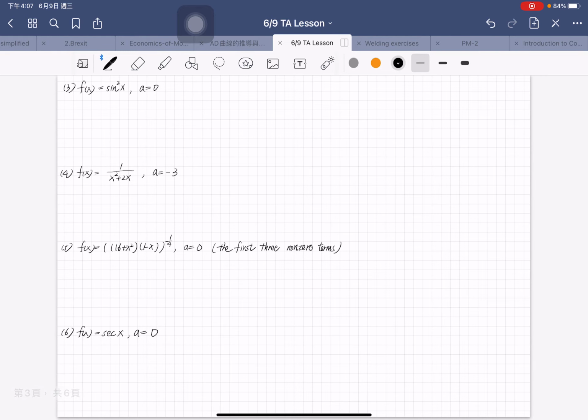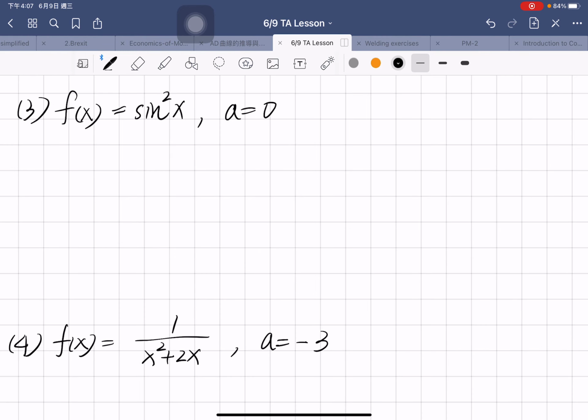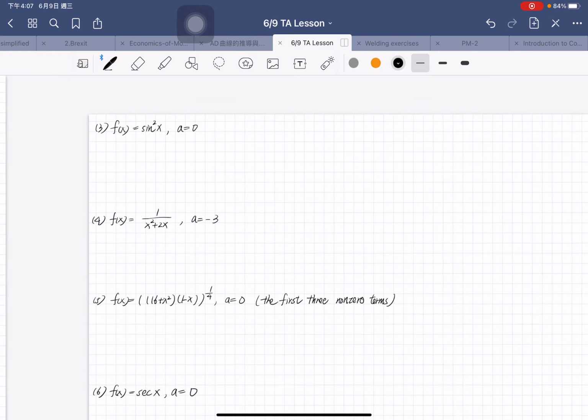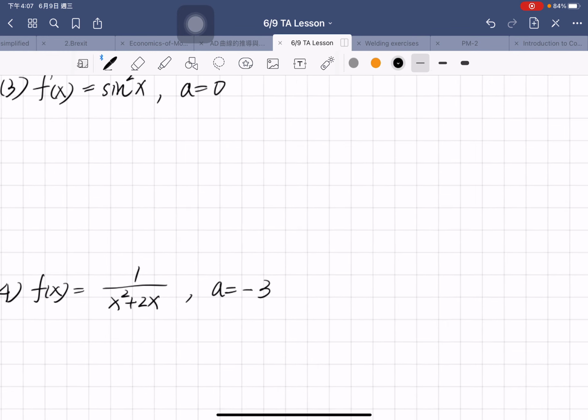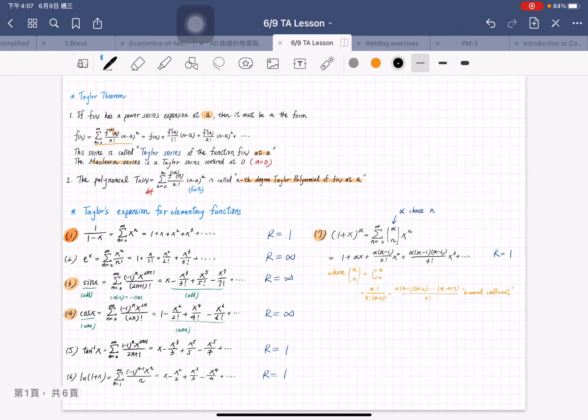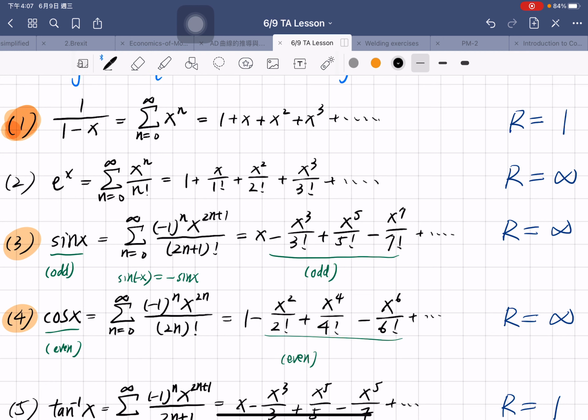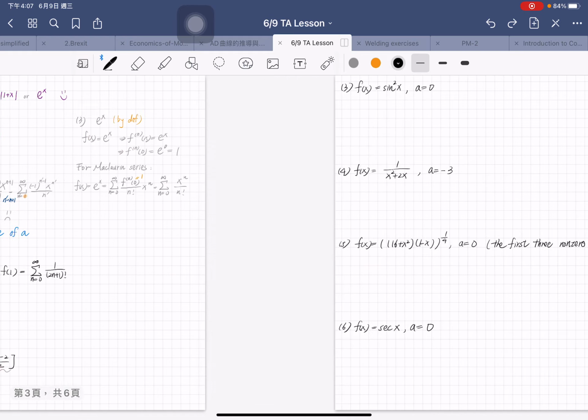So the third question, our f of x is equal to sine squared x. Now it is a Maclaurin series because our a is 0. So how to do sine square? We know sine, and we know how to expand cosine, right? But if you just square this one, it is just too difficult or too complicated.